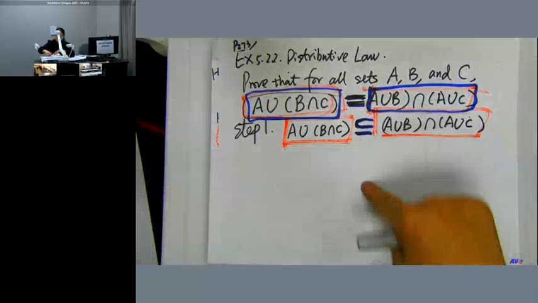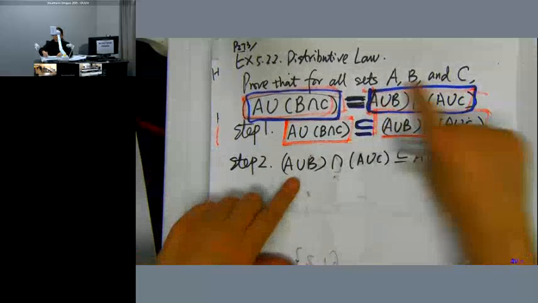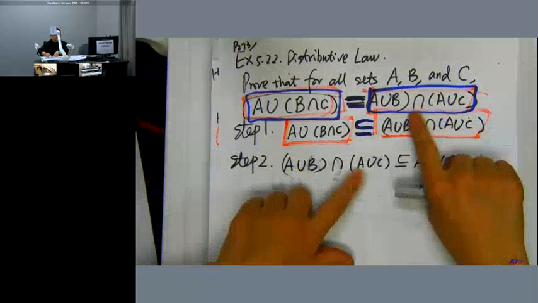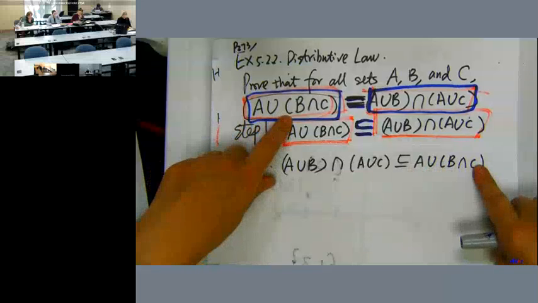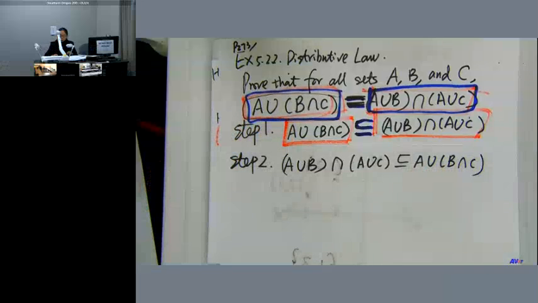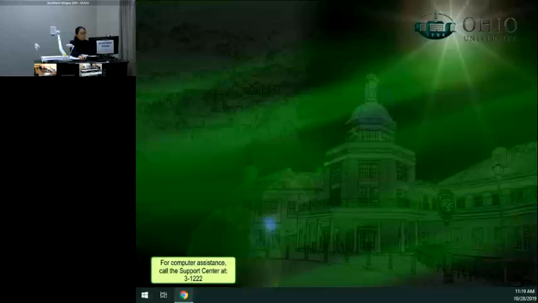After I'm done with that, I have to do another step showing the right-hand side set, A union B intersection A union C, is a subset of the left-hand side, A union B and C. Okay. So when you look at your practice exam, there is a question similar to that, but it's much easier. You're trying to show A union B is equal to B.